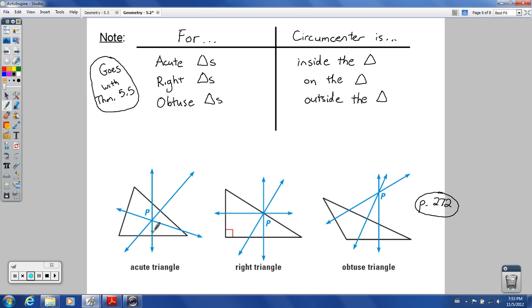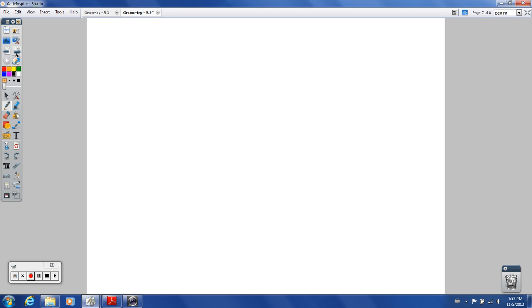So remember, all we're doing right now is perpendicular bisectors. So if you want to draw these pictures, you can. If you just want to look at them later, you can look on page 272 as well. Let's do the other type. So we've done perpendicular bisectors to start. Perpendicular bisectors goes with a circumcenter. Now we're going to draw one with angle bisectors.